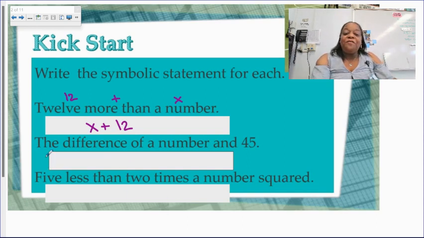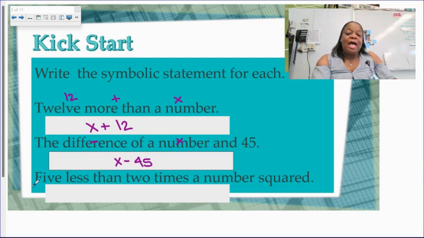Okay, the next one, the difference of a number and 45. Well, remember the meaning for difference would mean to subtract. The number is going to be x, because we don't know what particular number they're saying. And then we have 45. So the difference will be x minus 45.